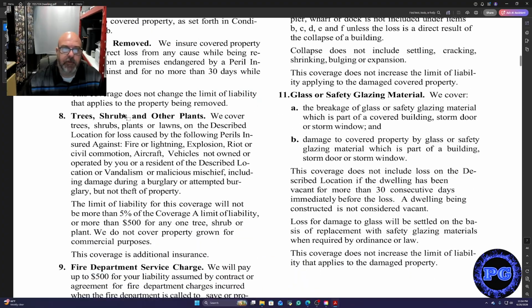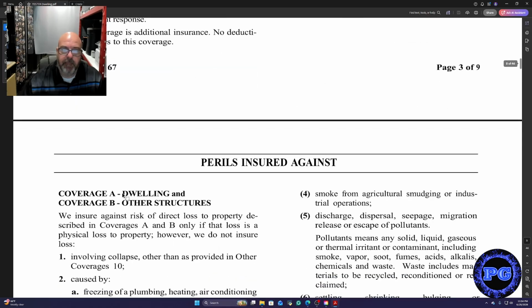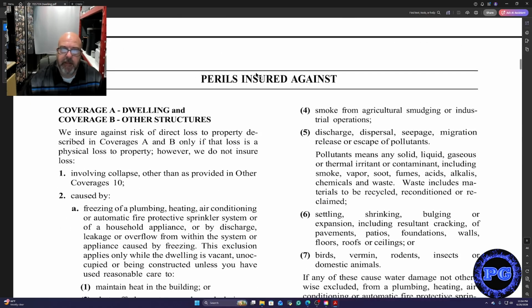Number 5, rental, collapse, all these things, right? So, trees, shrubs, that kind of thing. Fire department shows up, $500. All right, so here's where it gets important here, right? So you got perils insured against, right? So this is your named perils, right?